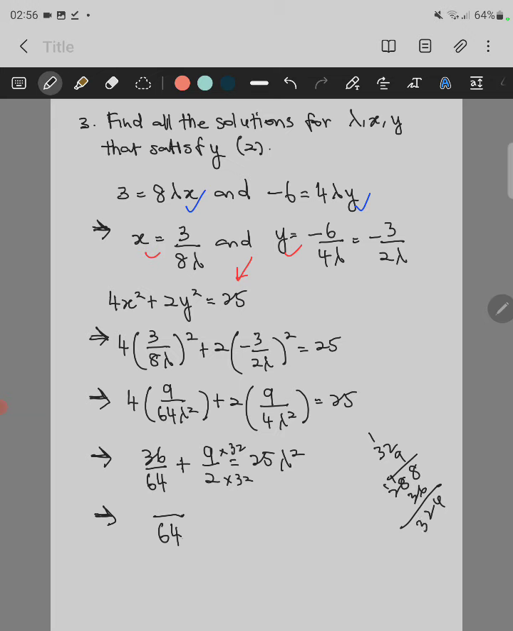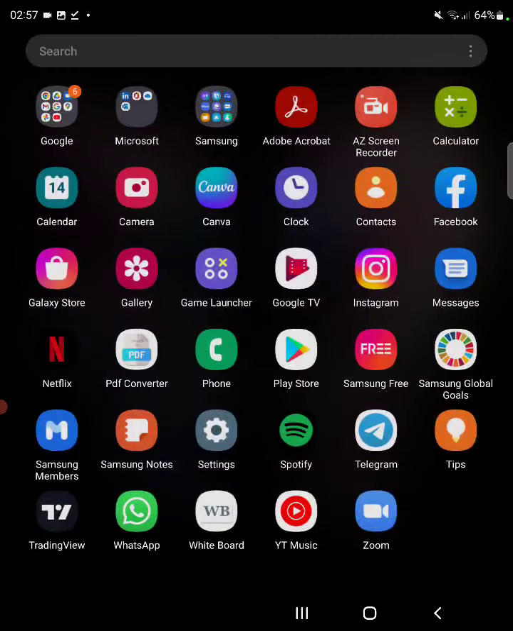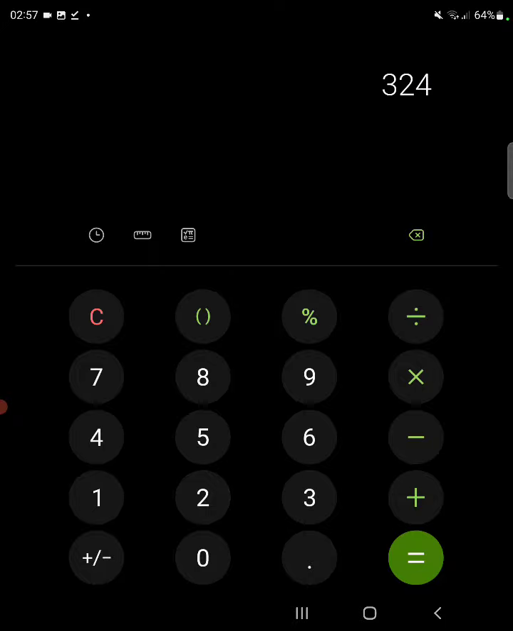So we have 324, and 324 equals 25 lambda squared. So 324 over 64. Can this be simplified? Let me check, no, it cannot.